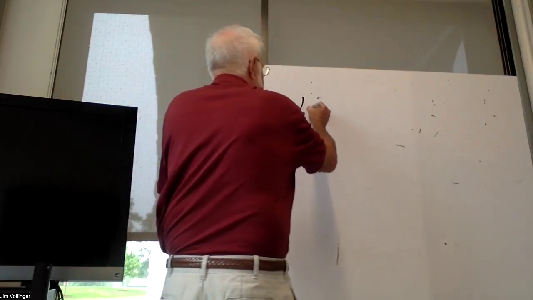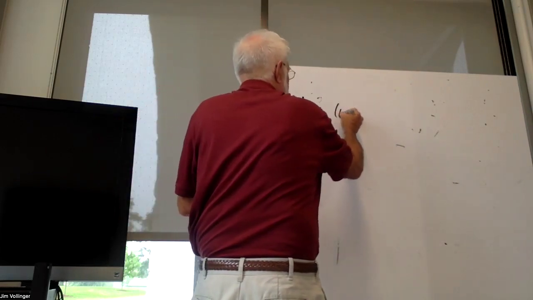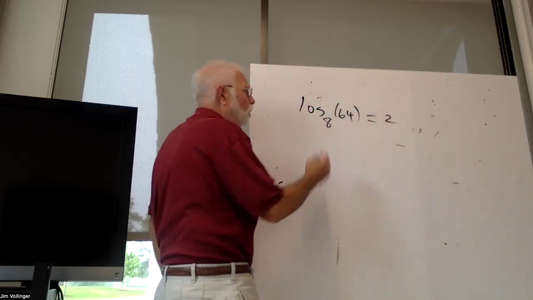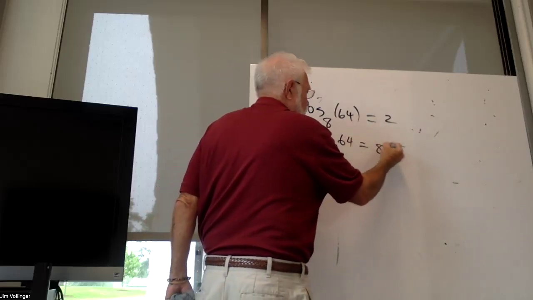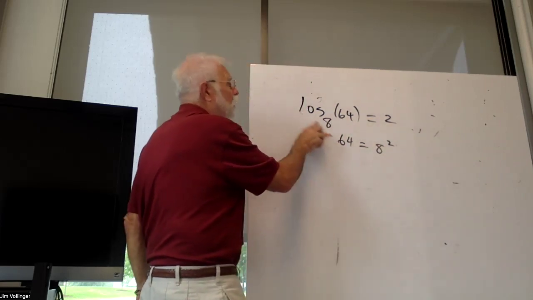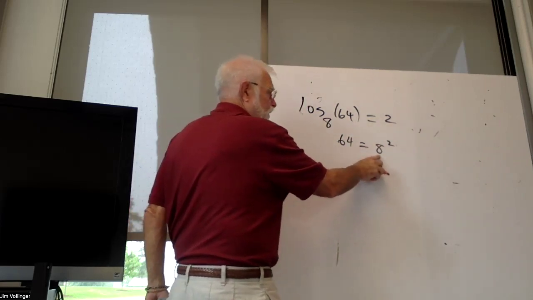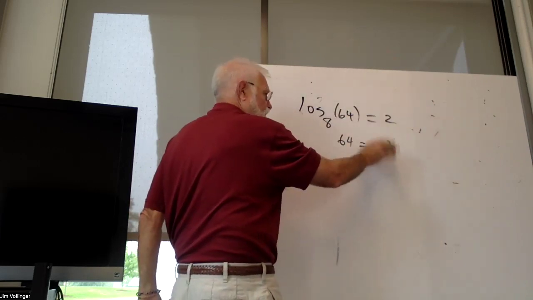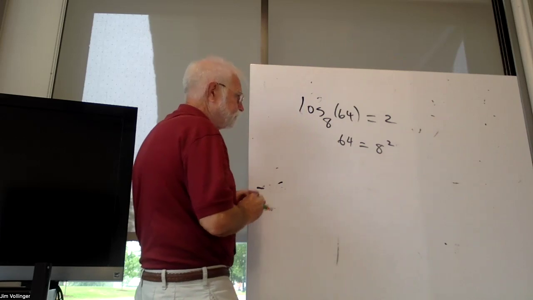Okay, now we're just doing some logs. Log base 8 of 64. You pause the video and try it. I hope you say that's an exponent of 2. Why? Because 64 equals 8 squared. And when we're solving equations, logging base 8 becomes exponential base 8. The same way addition becomes subtraction, logs become exponents, and exponents become logs.